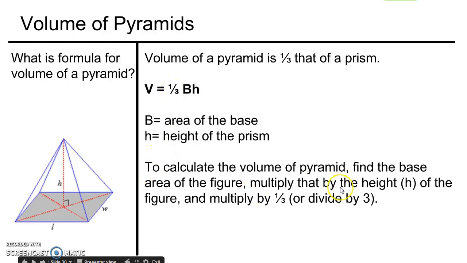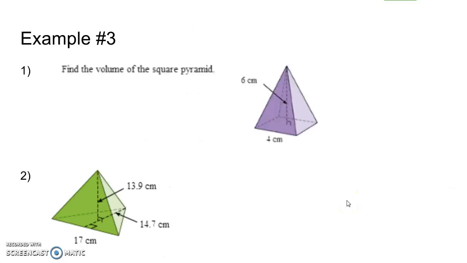Okay, so to calculate the volume of the pyramid, find the base area of the figure times the height of the figure, and then multiply by 1/3 or divide by 3. So let's try one. I'm going to start with the volume of the square pyramid. Do this with me in your notes. Volume of the square pyramid.